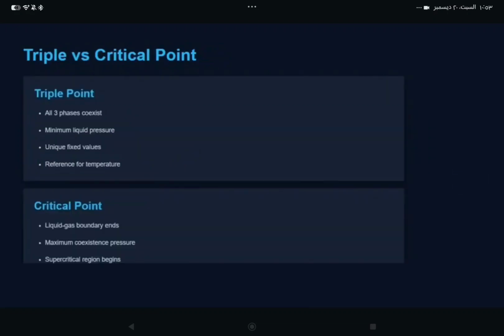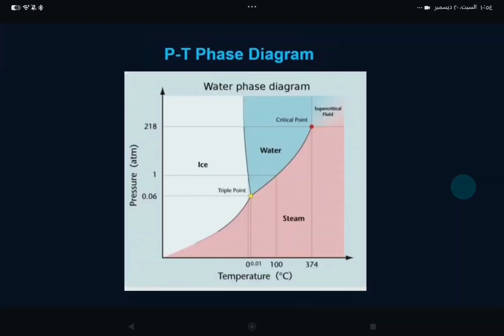We'll see it later. Now we have triple versus critical point. Triple point: all three phases coexist, minimum liquid pressure, unique fixed values, reference for temperature. We will see later what this means. Critical point: the liquid-gas boundary ends, maximum coexistence pressure, supercritical region begins.